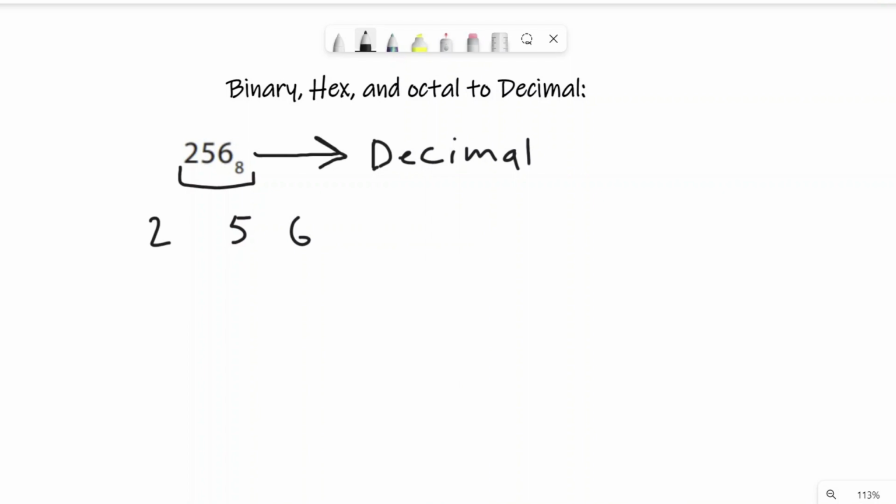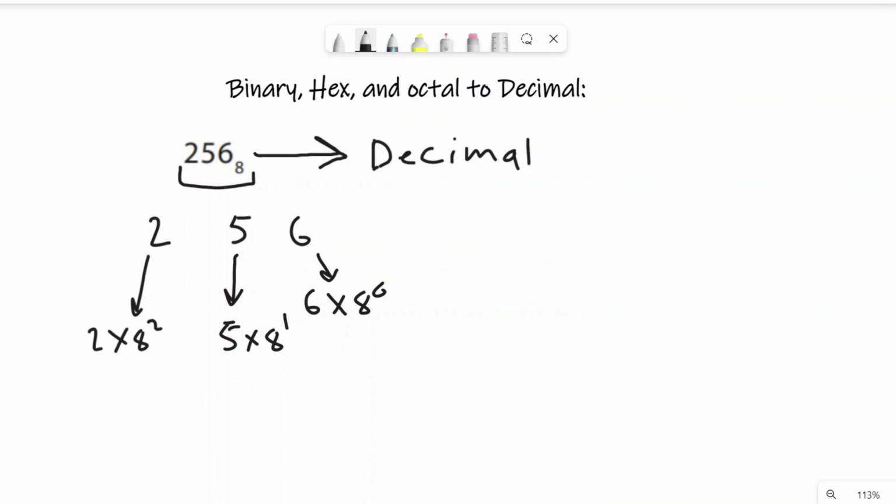And then from there, we multiply each of the numbers by their base and place value. So in this case, this 6 would just equal 6 times 8 to the power of 0, since it's the first number. And you continue to the left. So 5 times 8 to the power of 1. And then this would be 2 times 8 to the power of 2.